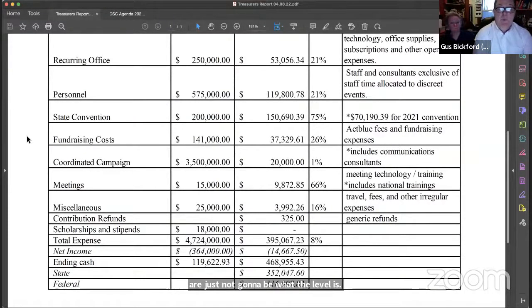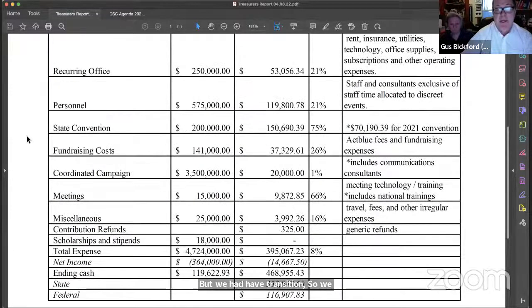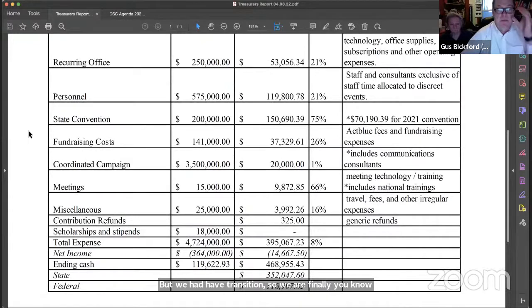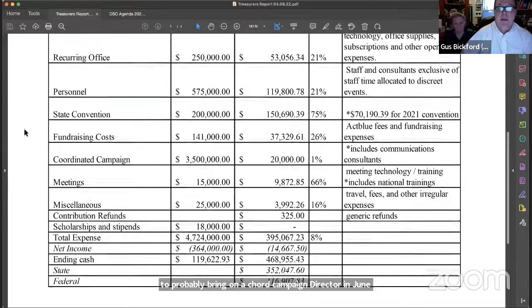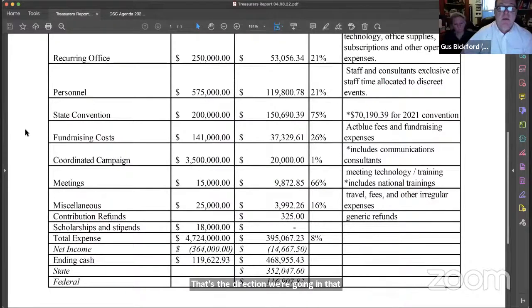Personnel, that is lower than it normally would be, but we have transition. So we are finally getting back up to staff. We've got new communications director, Stephanie Benzadouin, and our new voter file and technology manager, Ryan Kangas. They're both on staff now. And so that will continue to move forward, looking to probably bring on a coordinated campaign director in June. And that's the direction we're going in that area. And we are still looking for a blueprint organizer.